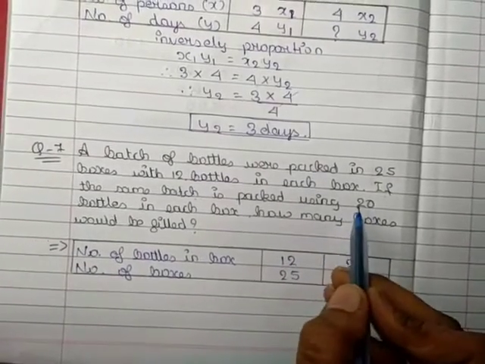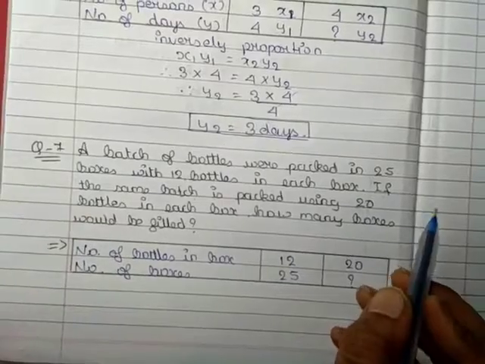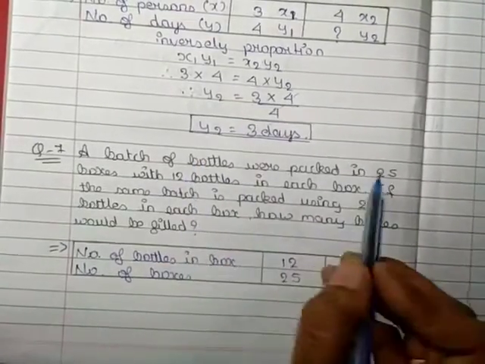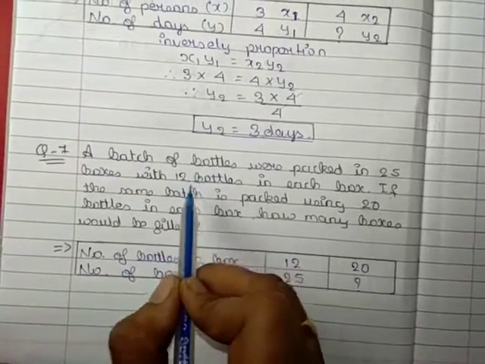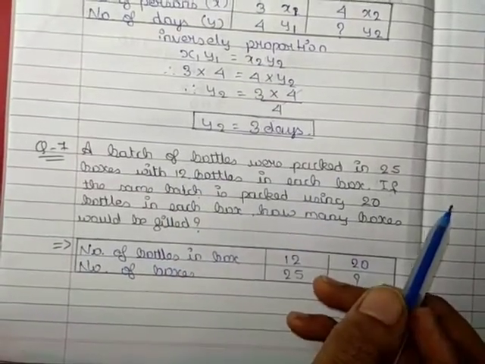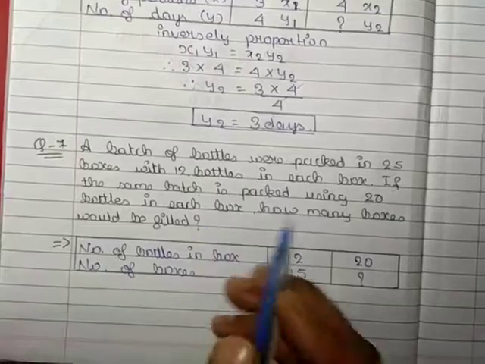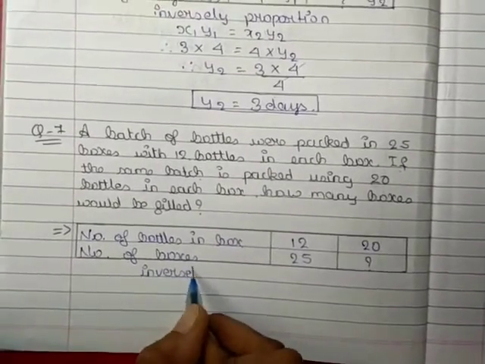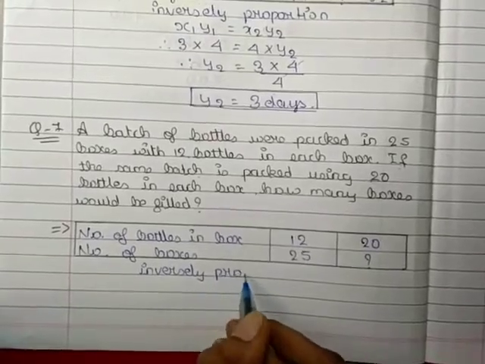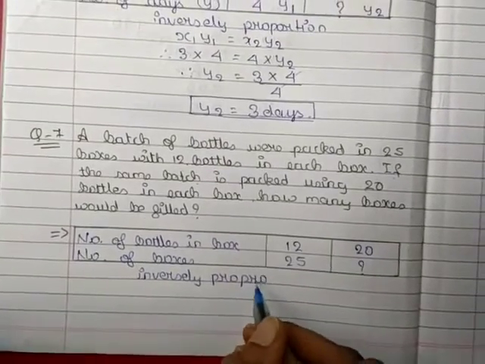As the number of bottles has increased in each box, the number of boxes will decrease. So one value is increasing, that is the number of bottles in each box, so the number of boxes will decrease. So they are inversely proportional to each other.